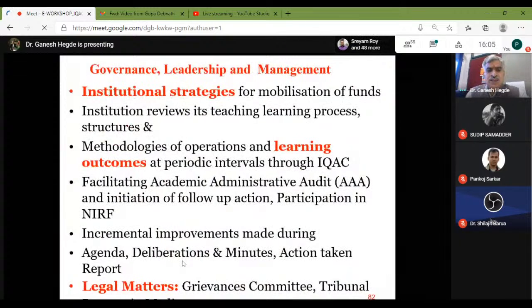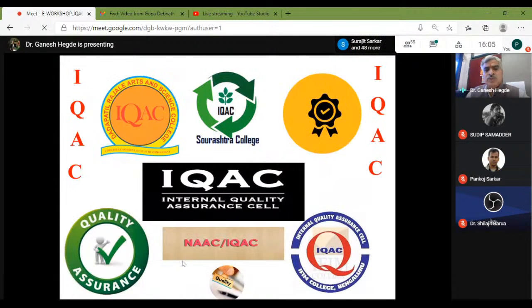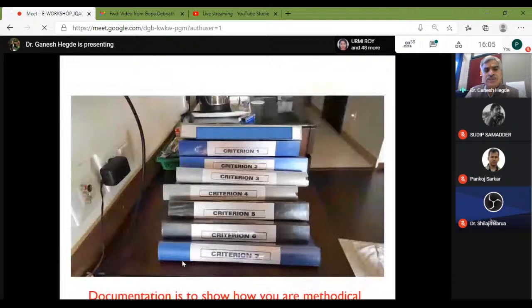Institutional strategies, learning outcomes, facilitating the academic and administrative audit, and participation in NIRF ranking, incremental improvement during the last 5 years, agenda, deliberation, minutes, legal matters, grievance, and tribunal reports and media are also more important. IQAC may create their own logo for the benefit of the college.